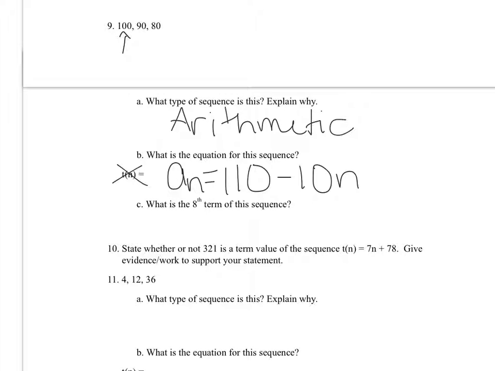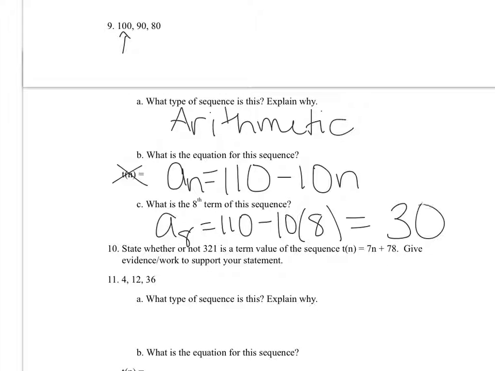The eighth term of the sequence comes from plugging 8 in for n, like so, and we're going to simplify. 110 minus 80 equals 30.